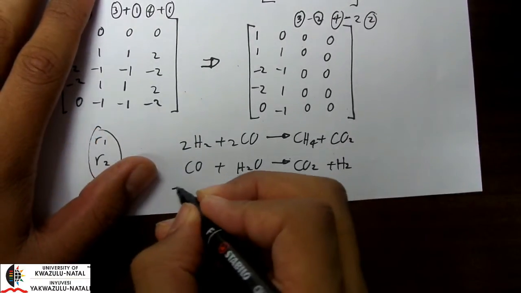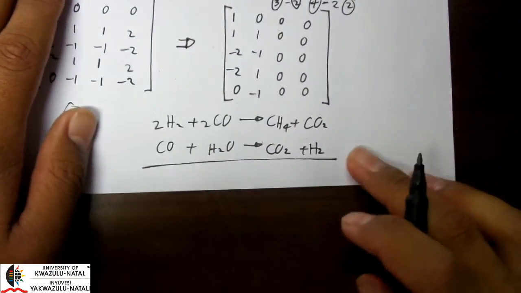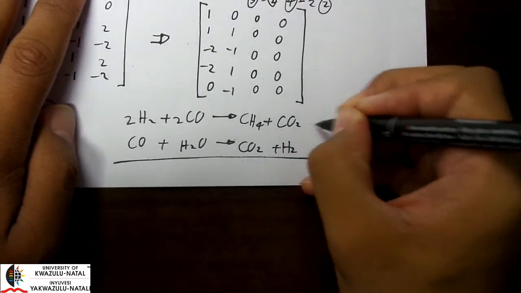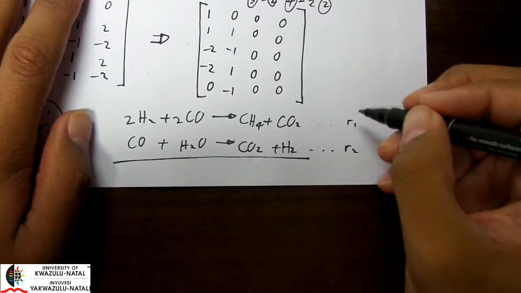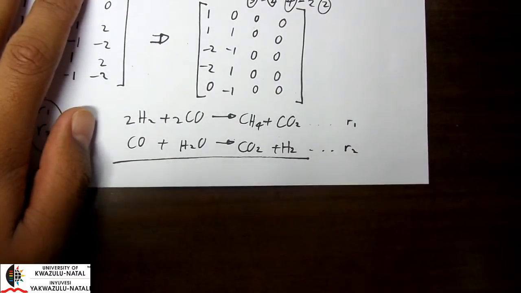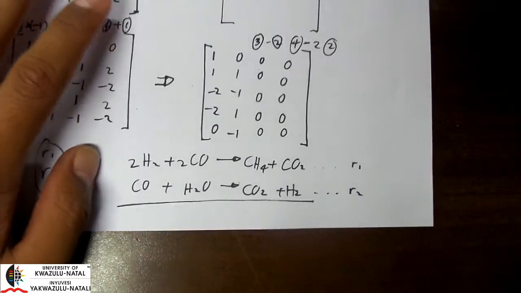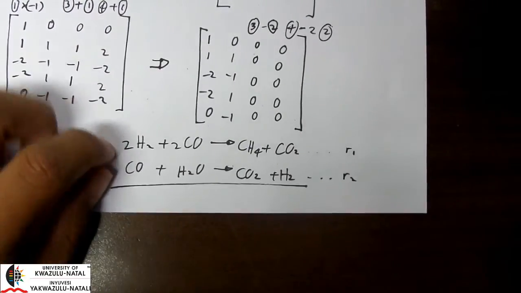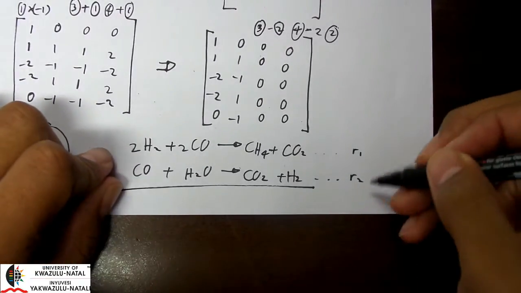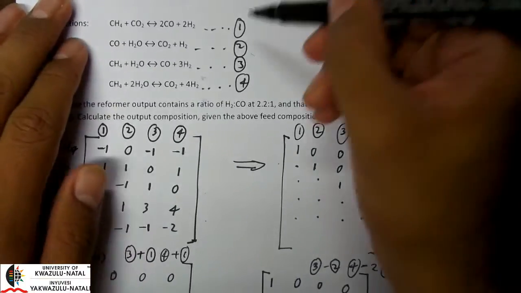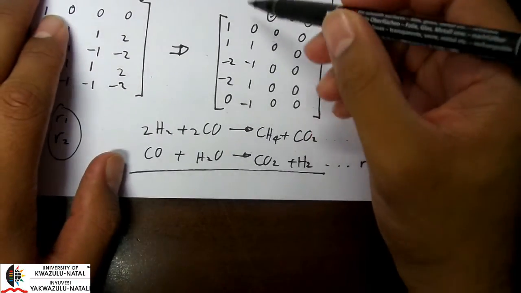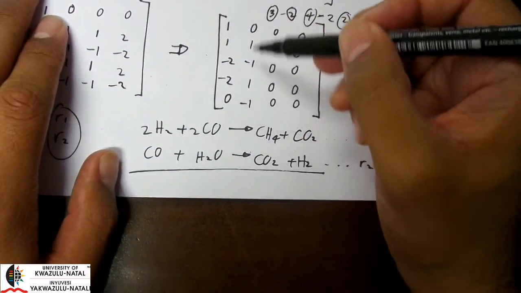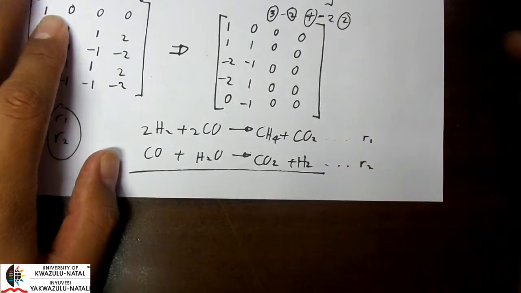Okay, so this is my final reaction set, and I can have an R1 and R2 associated with these reactions. Okay, in this particular example, my end reactions R1 and R2 looked very similar to reactions 1 and 2 here, but this is not always the case. So I suggest that you always work with the reactions that you are left with after your Gaussian reduction.